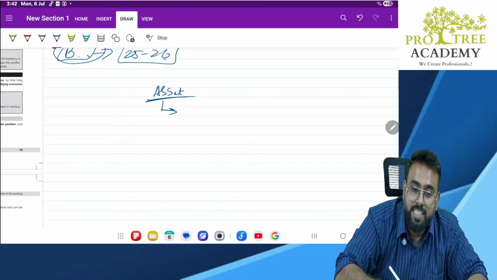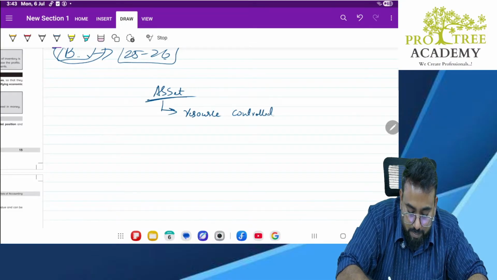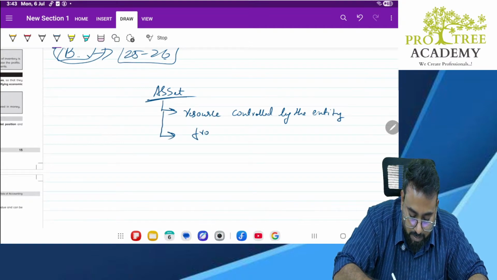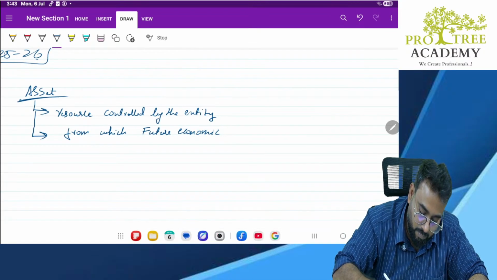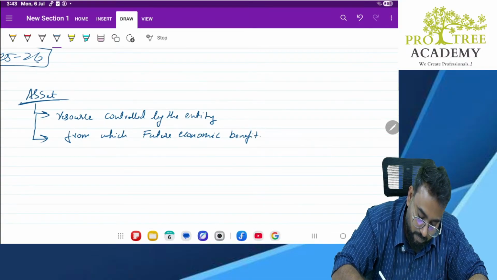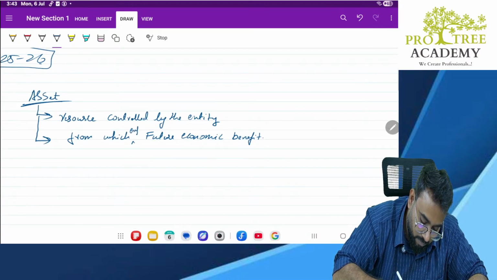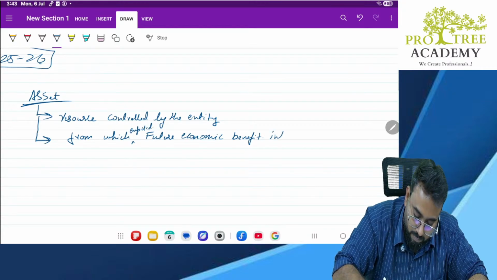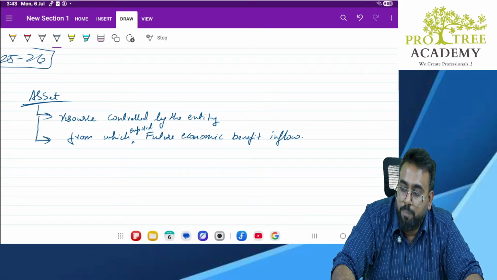Inflow, correct. Asset is nothing but a resource controlled by the entity, from which future economic benefit inflow is expected. Asset is a resource controlled by the entity from which expected future economic benefit inflow.